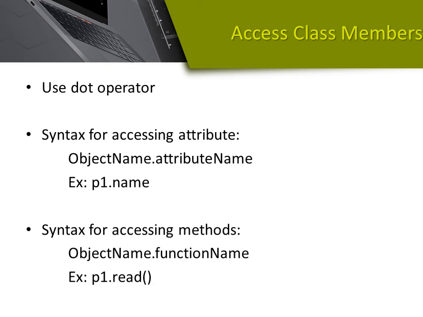So, how to access these class members, that is attributes and functions? To access the attributes and functions of a class, we need to use a dot operator. The dot operator is used like this: name of the object dot name of the variable. For example, p1.name. To access methods, we have to use name of the object, the dot operator, and the function name. So p1.read, for example.